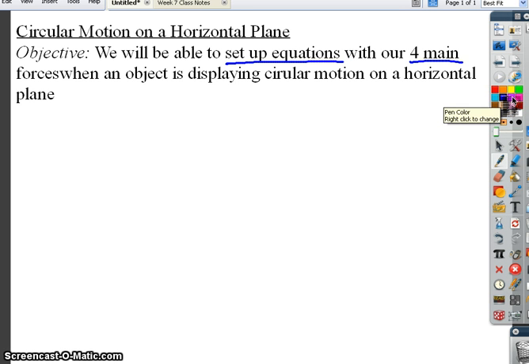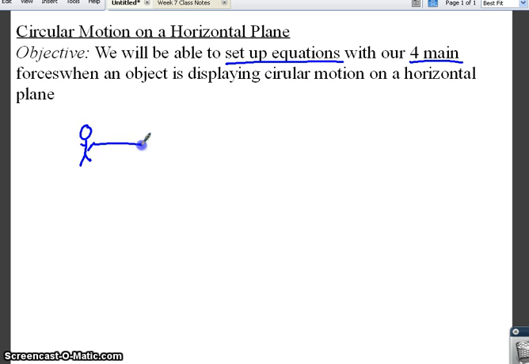So let's start off with the same example we've been using for a while now. Guy holding a string attached to an object, swinging this around himself. Okay? And just for the moment, let's ignore gravity, because that does play an effect. Let's just ignore it for right now, okay? This person is swinging an object on a horizontal plane.